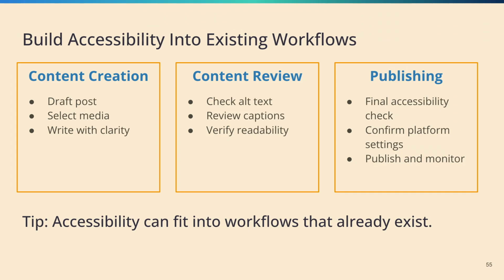I kind of talked about this, and like I said, I'm out of time. I want to be mindful of the next person. Draft the post, select your media, write with clarity, and then do the content review right before publishing. Check if it has all of that stuff. It is so hard to go back and fix social media once it's published. Some of them you're not allowed to. So doing that double check right before the end really, really helps.